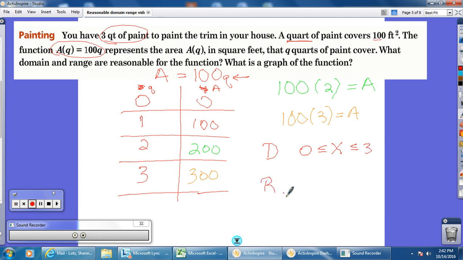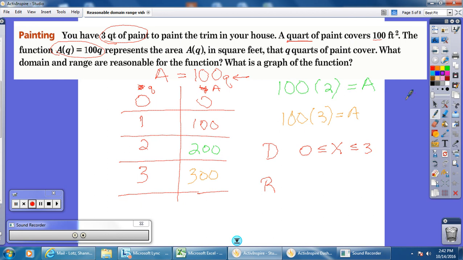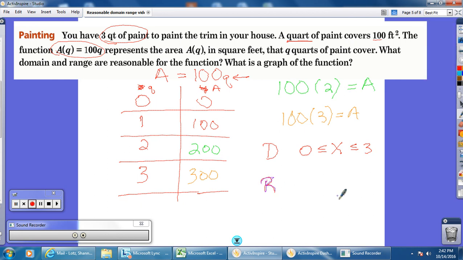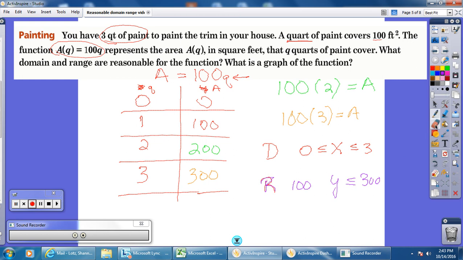So now let's look at my range. Let's do purple. My range. Now, my range is my y, right, is going to be anywhere between 0 and 300 square feet. I can paint 244 square feet. I can paint 102 square feet. I can paint 100.09 square feet. So, reasonable, I'm going to do my lowest number to my highest number, and of course, boo-boo, it's supposed to be a 0.